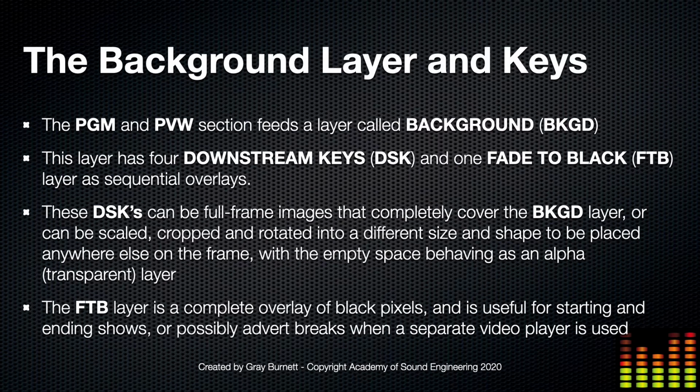The program and preview section feeds a layer called background. This layer has 4 downstream keys or DSKs and 1 fade to black layer as sequential overlays. These DSKs can be full-frame images that completely cover the background layer, or can be scaled, cropped, and rotated into different sizes and shapes to be placed anywhere else on the frame, with the empty space behaving as an alpha or transparent layer. The fade to black layer is a complete overlay of black pixels and is useful for starting and ending shows, or possibly advert breaks when a separate video player is used.